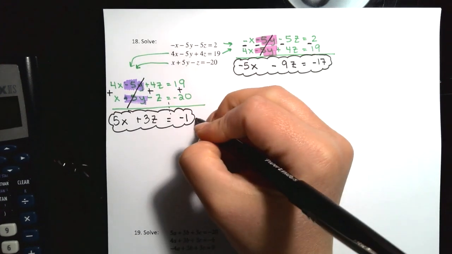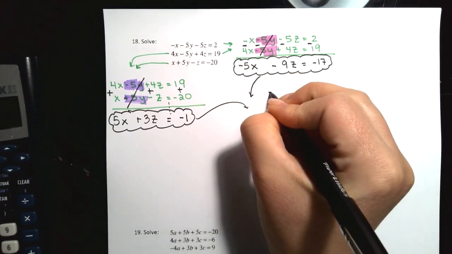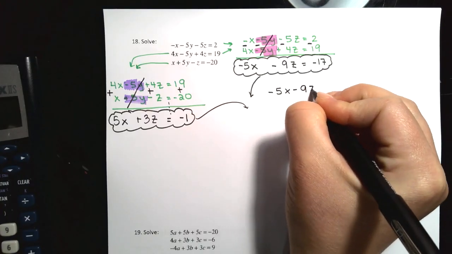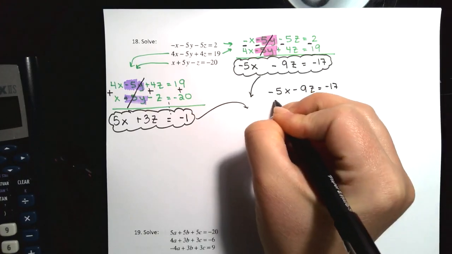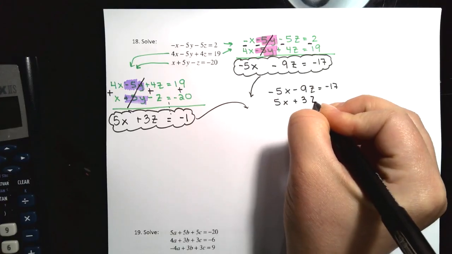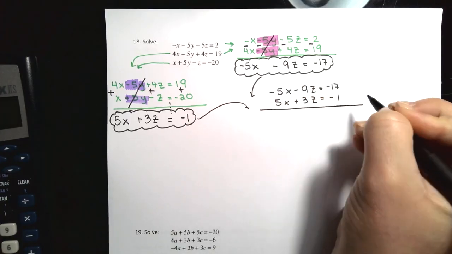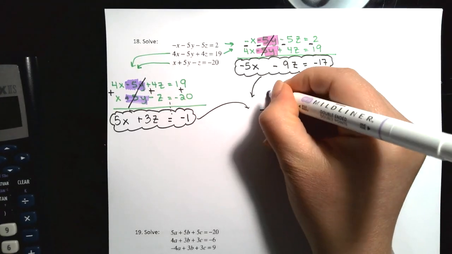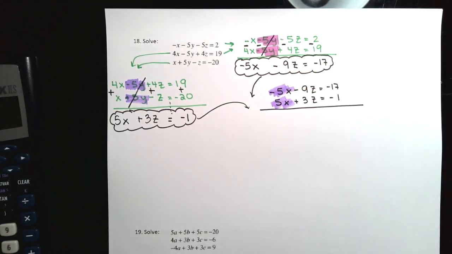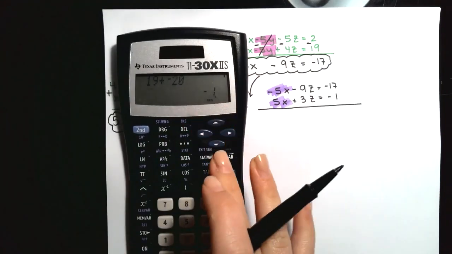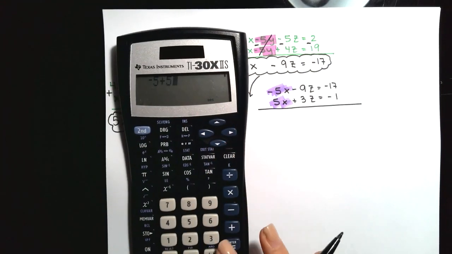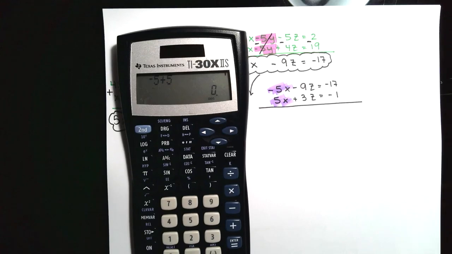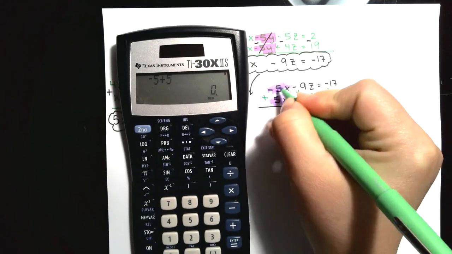We're going to write these two on top of each other. So we get negative 5x minus 9z is equal to negative 17, and 5x plus 3z is equal to negative 1. Draw a line underneath. Okay. Choose a variable to eliminate. We've got two variables now. I am going to choose my x's because I'm noticing that these two are the same. Again, check whether you are adding or subtracting. Negative 5 plus 5 gives me 0, so I'm going to be adding. I'm going to draw in my pluses.